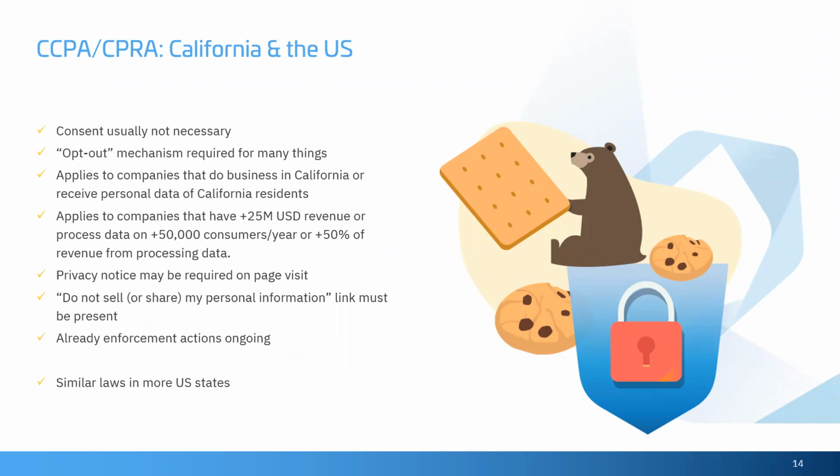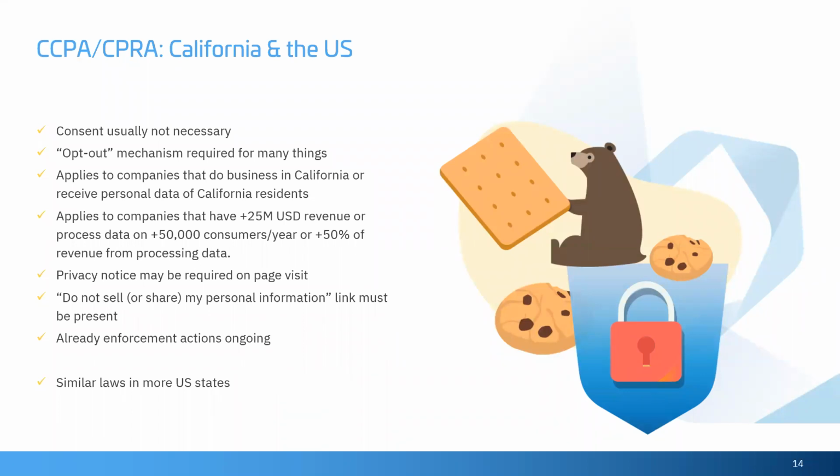It also applies if you have more than 25 million in revenue per year, or if you process data on more than 50,000 consumers per year. 50,000 is quite a low number. That's approximately 5,000 a month. So 5,000 visitors from California is a number you could easily reach, especially for bigger e-commerce. So you could fall under CCPA or CPRA, even though you're maybe in Europe or Brazil or somewhere else. You still need to check that this could apply to you.